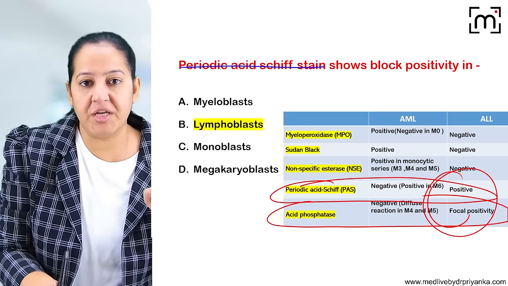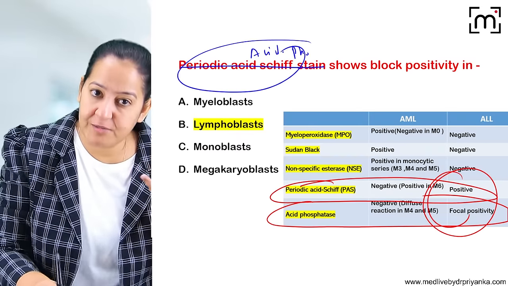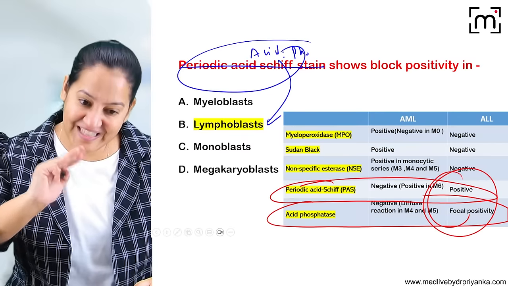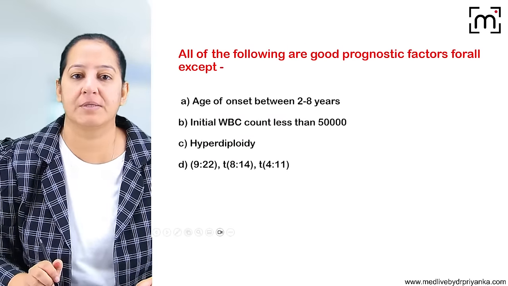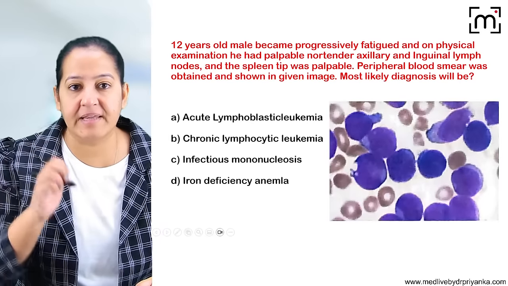These are the two stains which are positive in lymphoblast but not in myeloblast. Instead of PAS, if the question is on acid phosphatase, both of them are positive in lymphoblast. But MPO, Sudan black, and NSE are positive in myeloblast, not lymphoblast. Okay, so that is the thing. One more question on the prognostic factor. We can skip. Now read the next question.